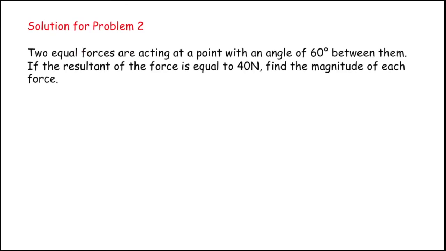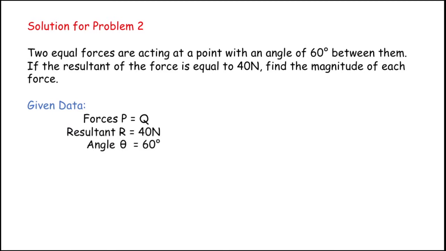The question is, two equal forces are acting at a point with an angle of 60 degree between them. If the resultant of the force is equal to 40 Newton, find the magnitude of each force. Now we are going to take the given data. There is a question, two equal forces. So we have the given data as the force P equal to Q and the resultant R equal to 40 Newton and the angle between that is 60 degree, theta equal to 60 degree.